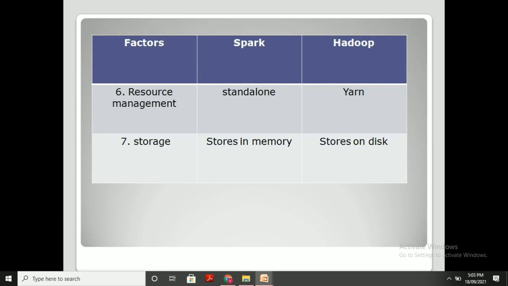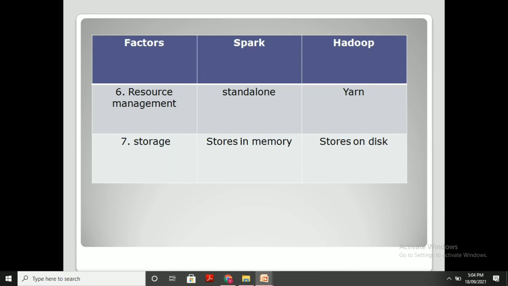Next factor is resource management. Spark is standalone, whereas in Hadoop there is YARN which manages the resource management. And what is resource management? All these things I have covered in the HDFS part. The link to that video will be in the description as well as in the I section. You can go through it, so you will get all the details about the Hadoop architecture there.